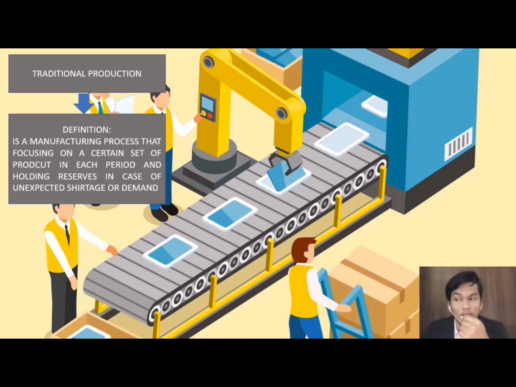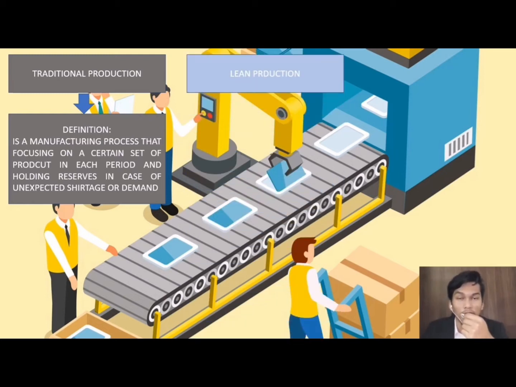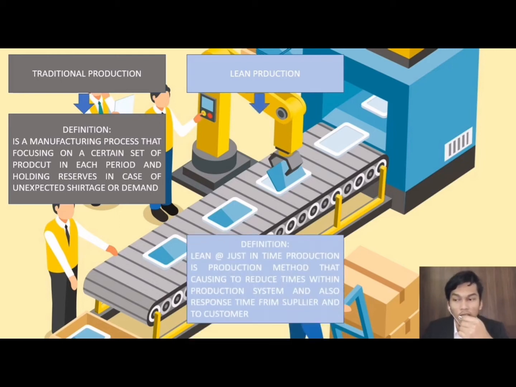Traditional production is a manufacturing process that focuses on a certain set of products in each period and holds reserve in case of unexpected shortage or demand in the future. This traditional production is normally used by the food supplier industry. Next is lean production.